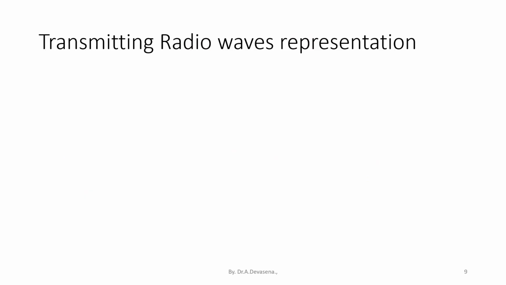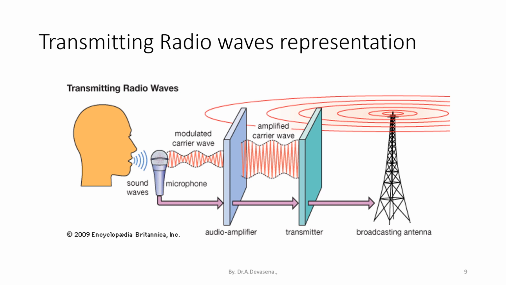See how radio waves are transmitted with the help of a small diagram. This is the representation of transmission of radio waves. In the radio station, sound waves are generated with the help of the microphone. From the microphone, we have the sound waves. These sound waves are modulated. Preferably, amplitude modulation takes place with the help of the audio amplifier.